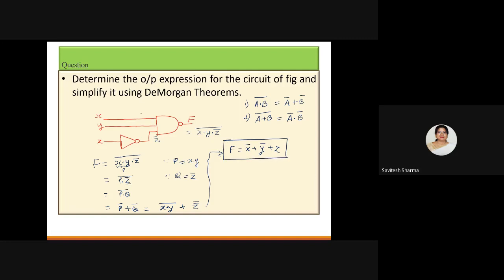So you can implement this circuit like this also. X bar, it is generating y bar, and this is z, and you are joining with the OR gate. So the same output you will get from this circuit also. So this is another option. If you are simplifying, your hardware is different, but it will give you the same answer, the same output.